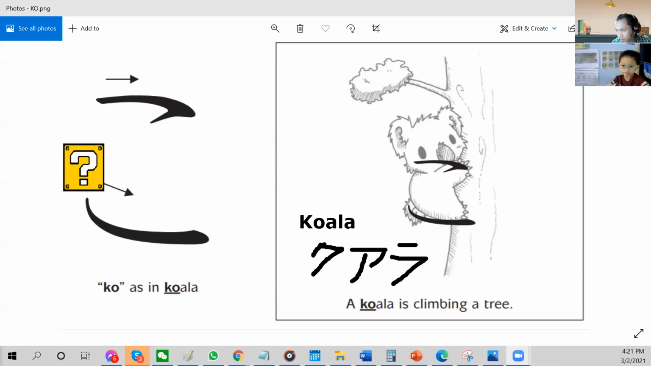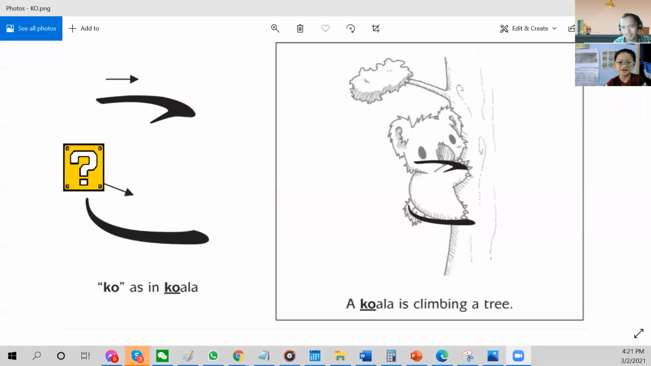What is tiger again? Tiger. What is tiger? Tora. Can you recall? Tora. Okay. So you have your animals. What is giraffe? Giraffe is kirin. Kirin. Giraffe is kirin.